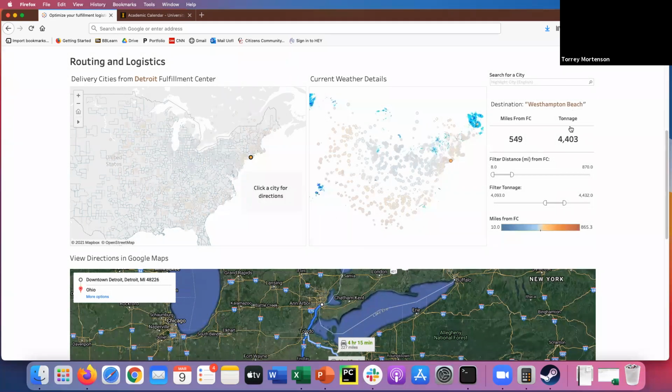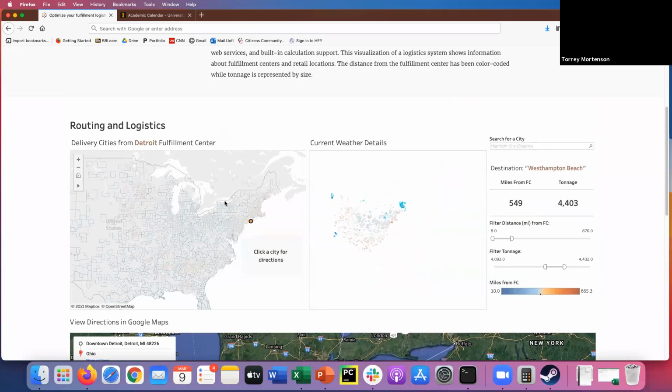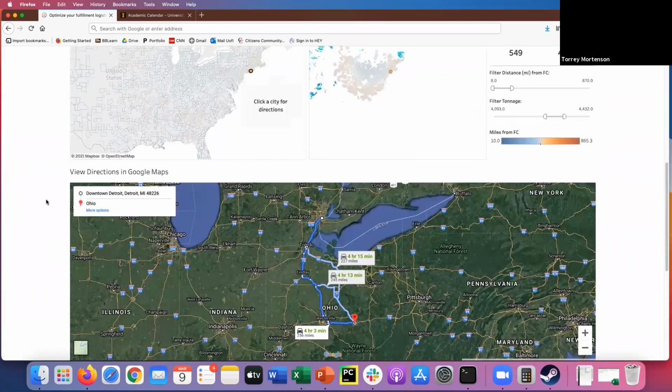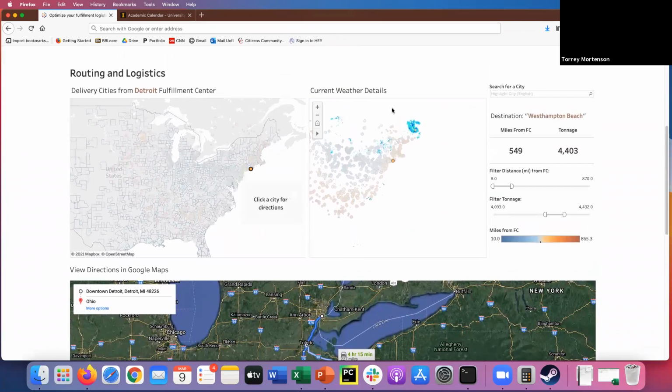Miles from, tonnage, okay, filter distance, filter tonnage, interesting. So this is looking at different logistics. Odd, the map didn't update, interesting. What do we have here? We've got weather. Oh, so look at this. This is actually pulling weather details at whatever the time this was, and overlaying it on your map. So you could see if there was a weather system where you're going to be delivering. So if you click here, interesting. So yeah, that's pretty cool.